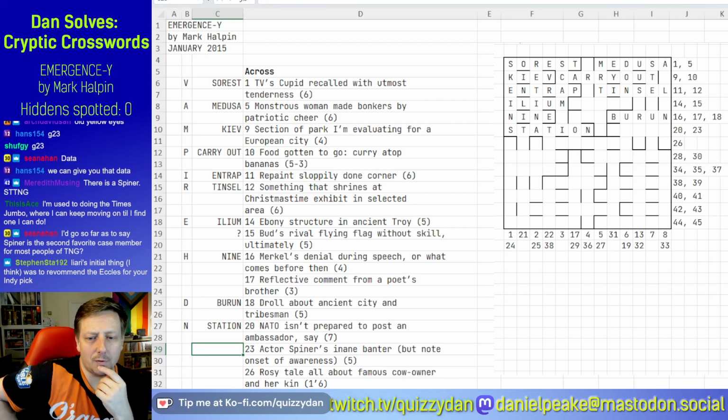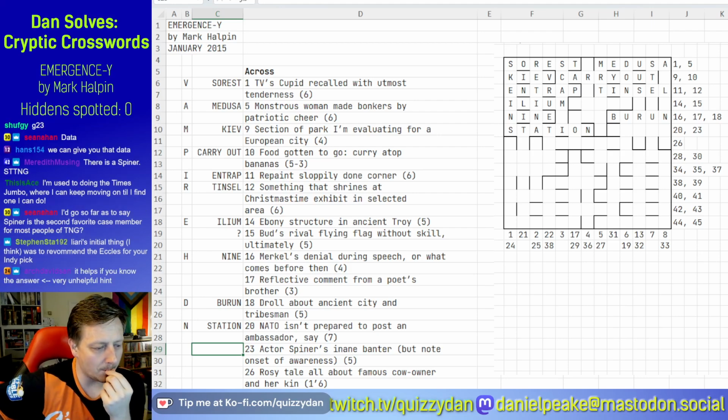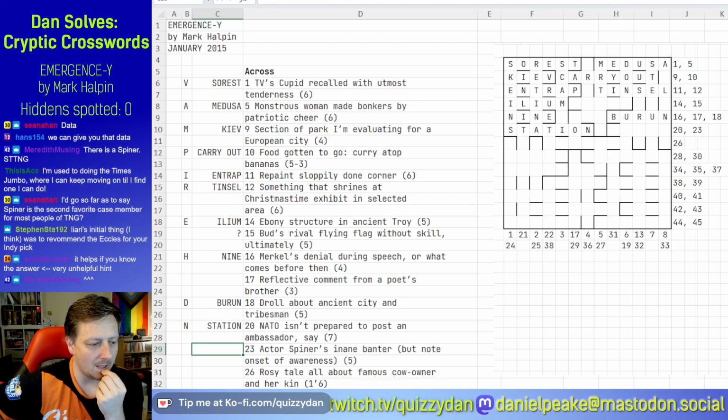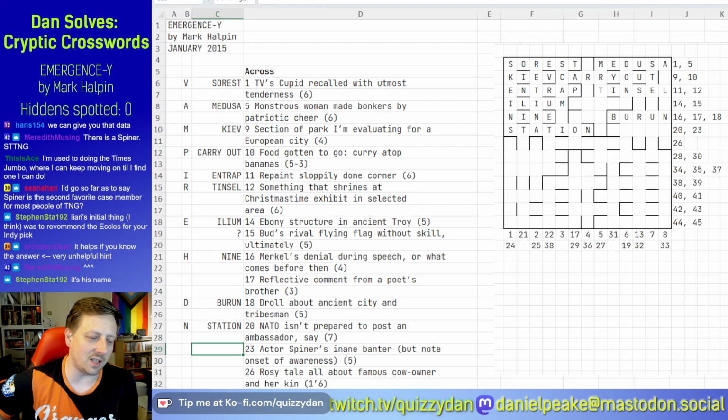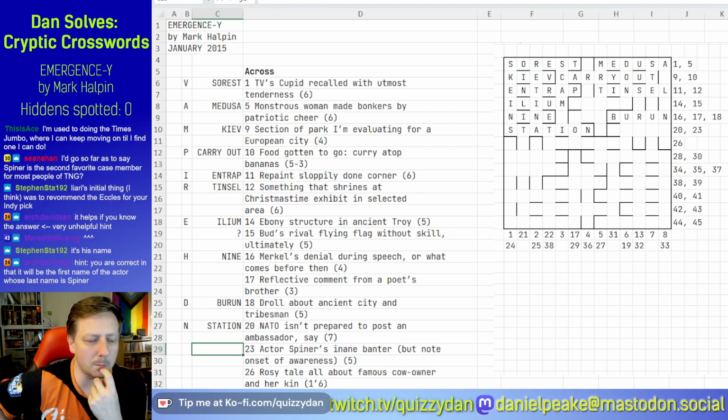Hint, please, for 23 about... oh, there could be an extra word, couldn't there? It's going to be the first name of this person who I don't know. So I'm trying to work out what the wordplay is doing, and I don't know what the wordplay is doing. A hint on the wordplay, please. Yeah. Onset of awareness is A, so I'm assuming their last letter is A.